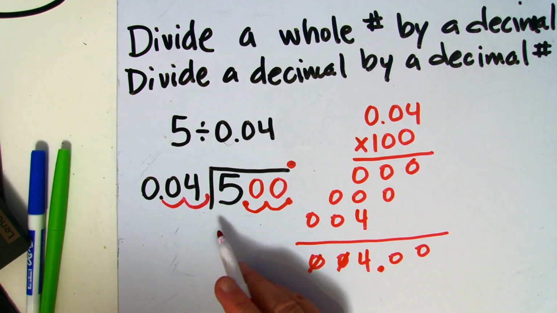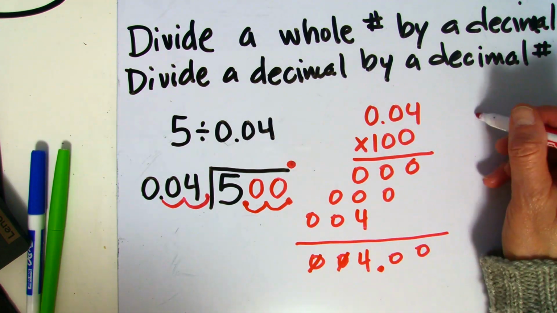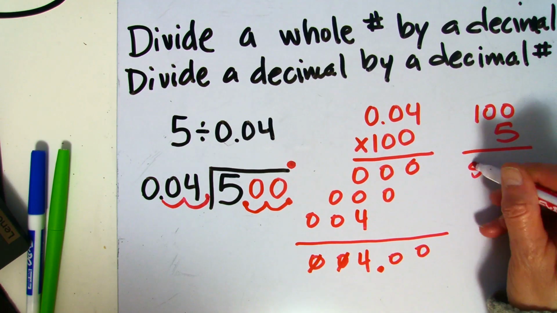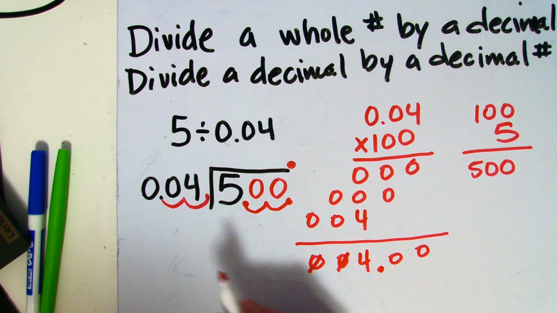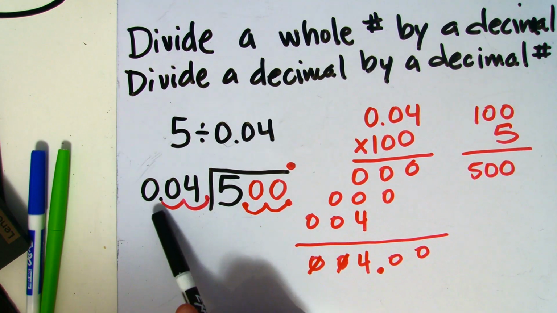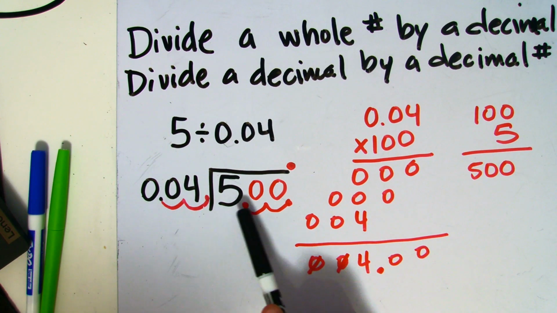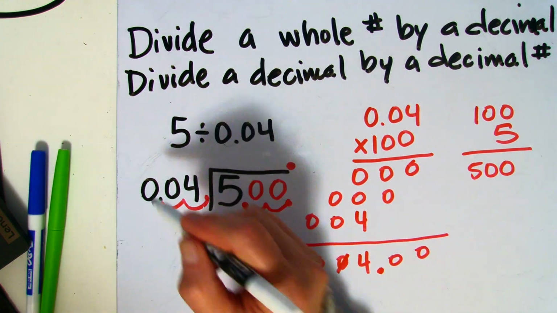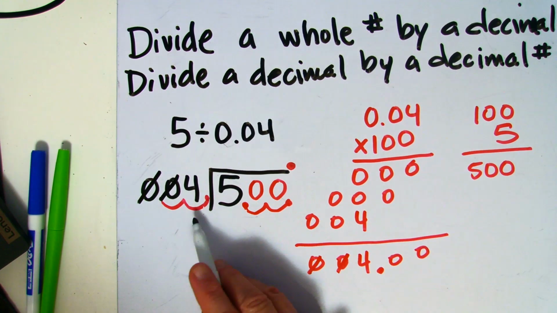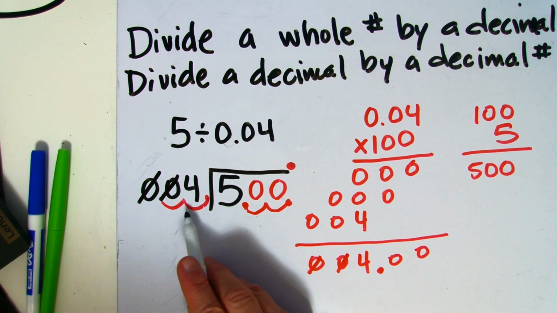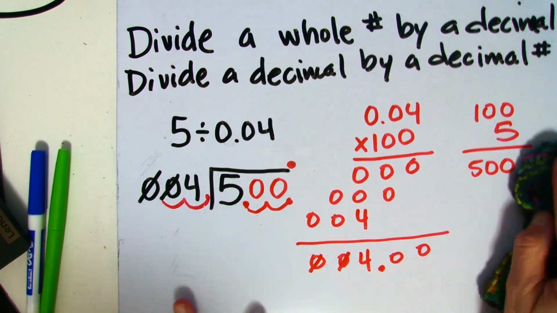The reason this works is because if I take 5 and multiply it by 100, I'm going to get 500. In both cases, I move the decimal point 2 places to the right. 1, 2, 1, 2. I eliminate these zeros, and I'm really dividing 500 by 4. Let's go ahead and do that now.